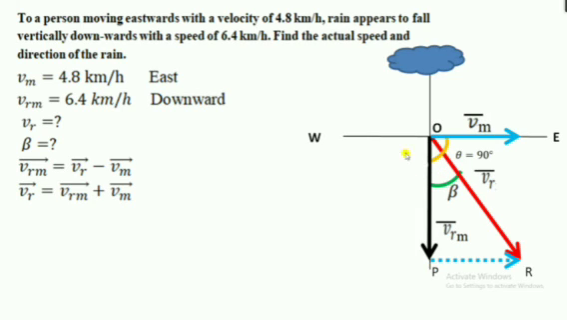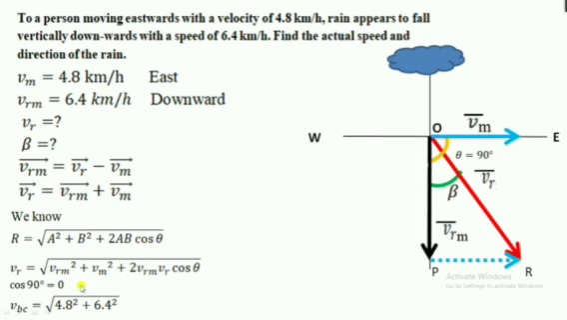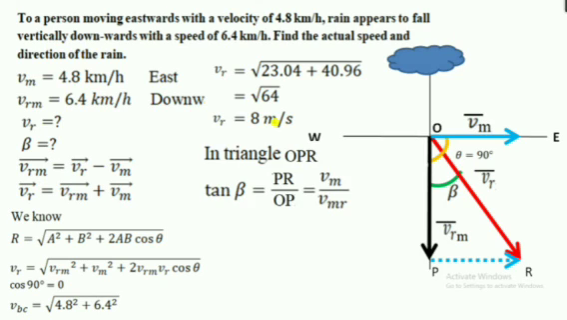So I'll give the names for this triangle. So now we know this is the formula for resultant. So if you put the values VRM and VM and cos theta, that is cos 90 degrees, 0. So I'll just put the values VRM square and VM square. And if you solve this, you'll get VR to be root over 64. That is VR is 8 meter per second. Now we have to find the direction.